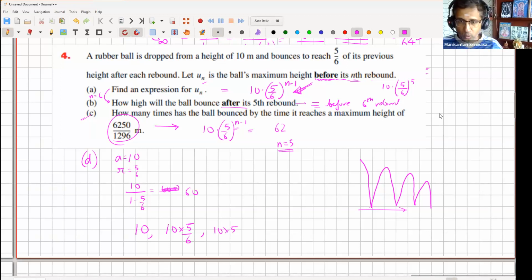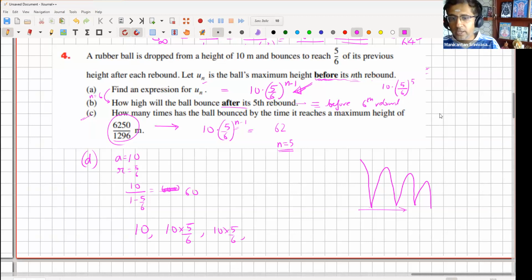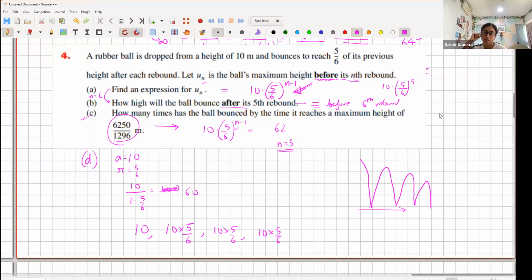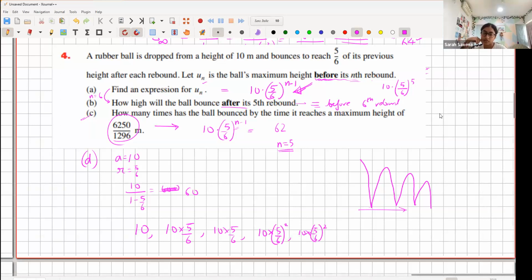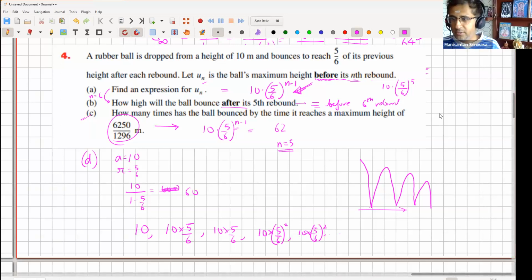Exactly. So what you're seeing is not a geometric progression per se, right? You have 10, then you have 10 times 5 by 6. The same value is repeating now. And what is the next one after this? That'll be 5 by 6 of the previous, which will be 5 by 6 whole square, and then 10 into 5 by 6 the whole square again. So it's like a geometric progression, but it's not direct formula substitution. It's not just 10 times 5 by 6, 10 times 5 by 6 whole square and all that. There are some repeating pairs, and the first one is alone, single. That's also something to pay attention to.